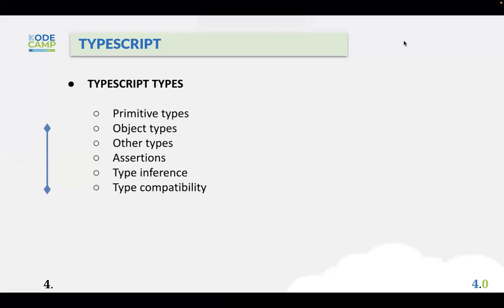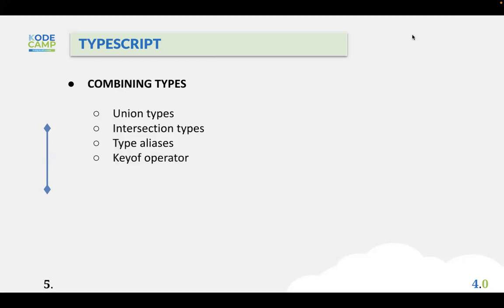So now that we understand the basic TypeScript types and all the primitive types, object types, and other types, we've briefly looked at them. Let's move on to combining types. Under combining types, we have the union types, the intersection types, the type aliases, and the keyof operator, and basically that's it.